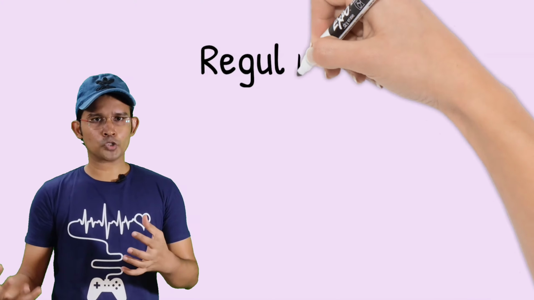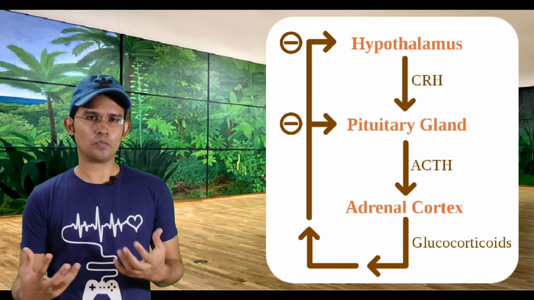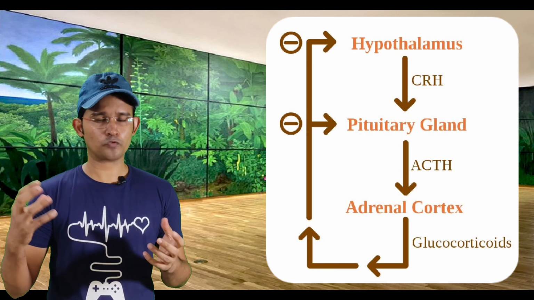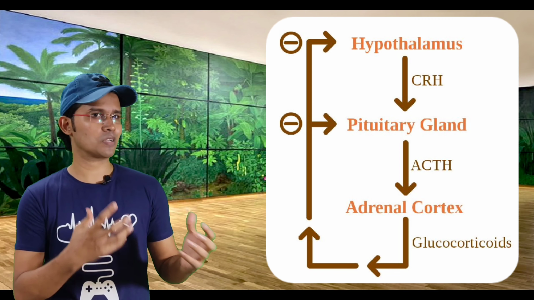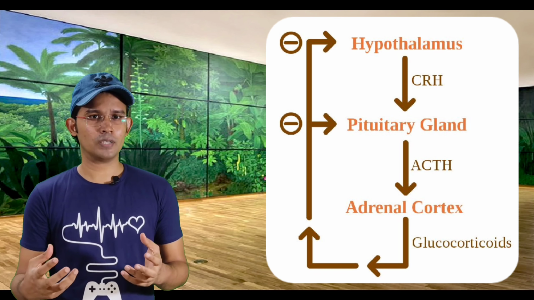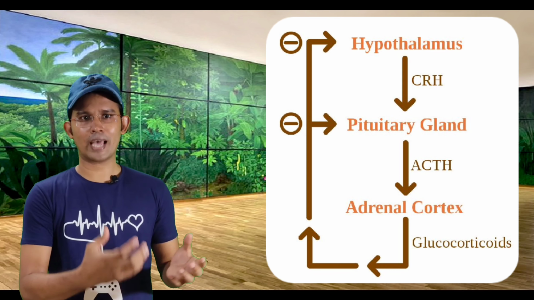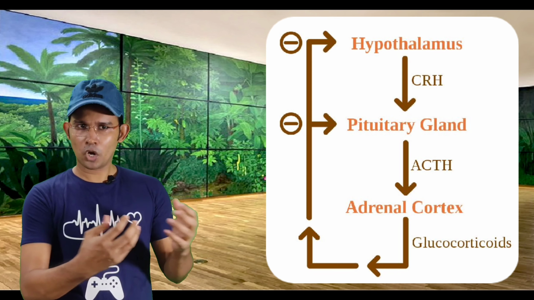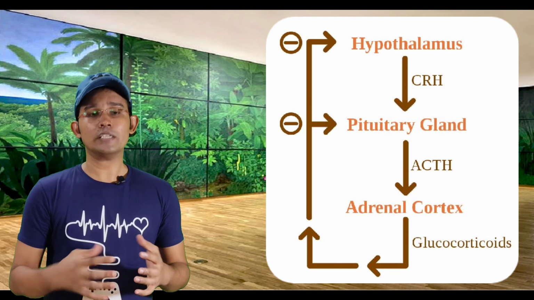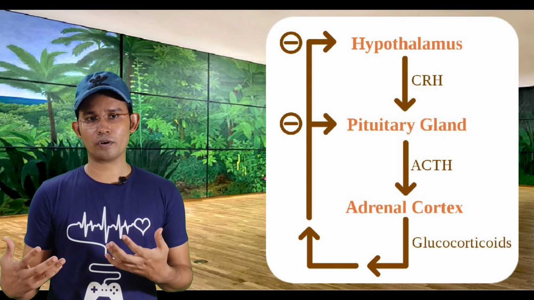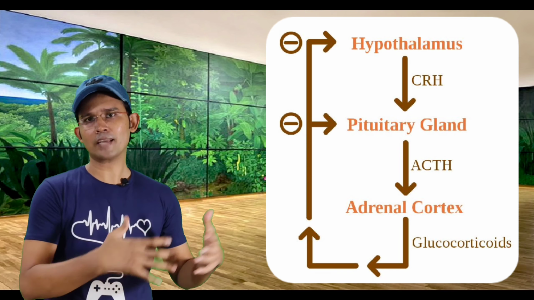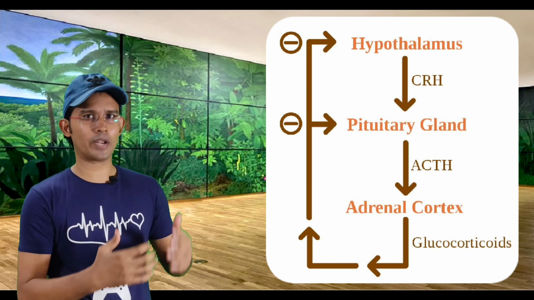Now, in terms of control of adrenocortical hormones, especially cortisol, it is controlled by the hypothalamus. The hypothalamus secretes corticotropin releasing hormone, which triggers the anterior pituitary gland, then it secretes ACTH, adrenocorticotropic hormone, which goes to the adrenal cortex to secrete glucocorticoids. When it is over, it gives a negative signal to the pituitary and hypothalamus to stop the secretions.